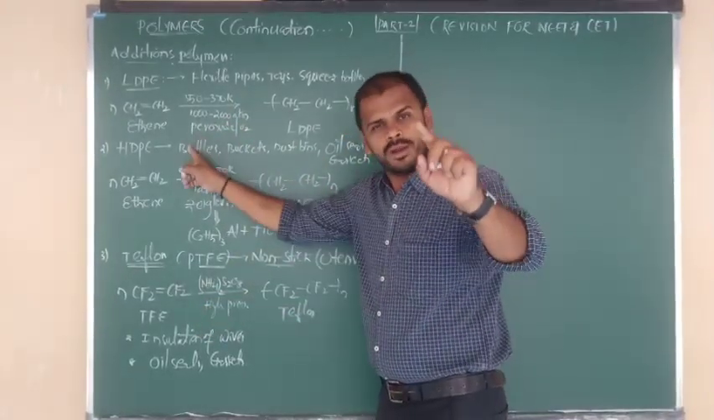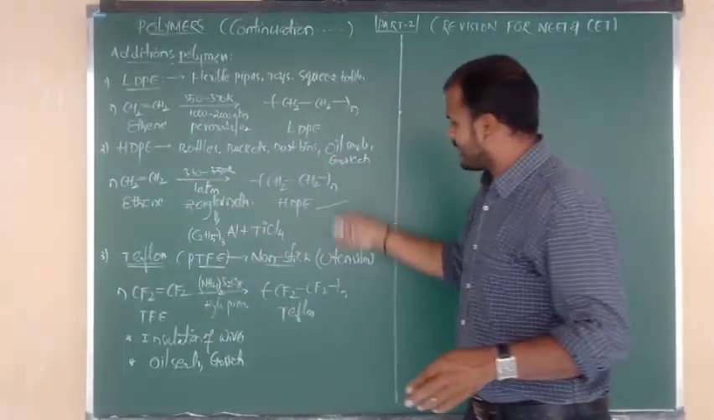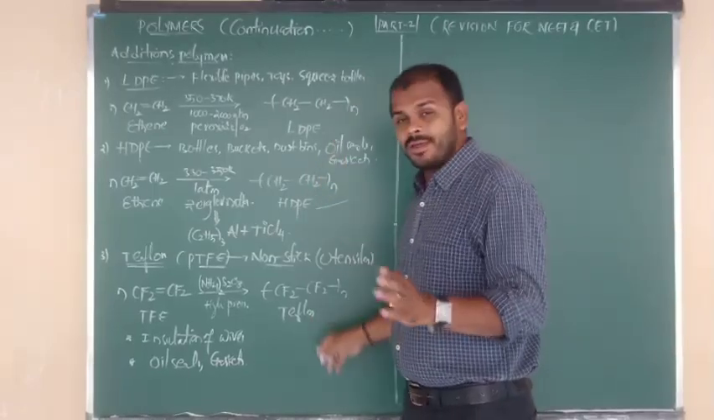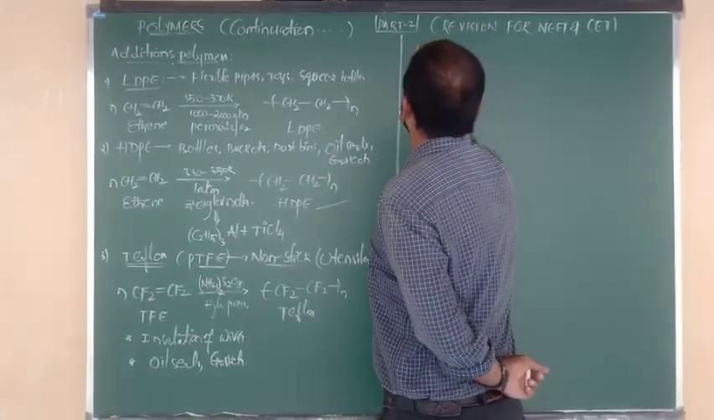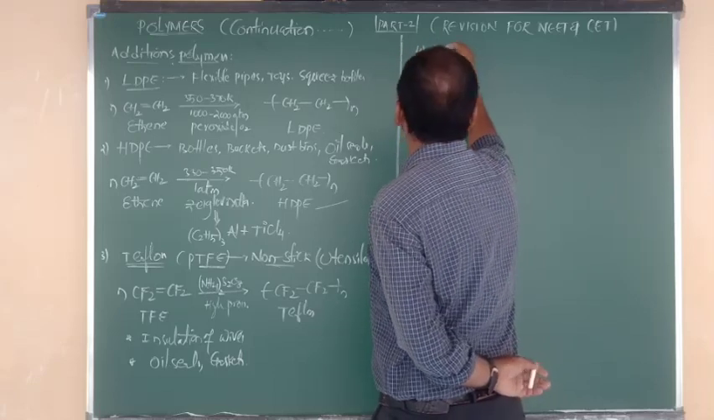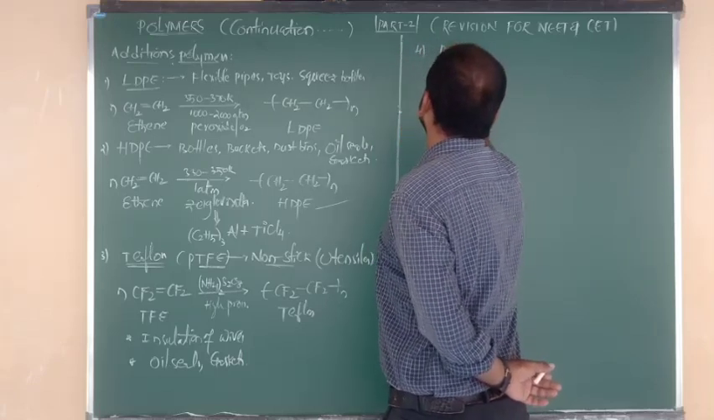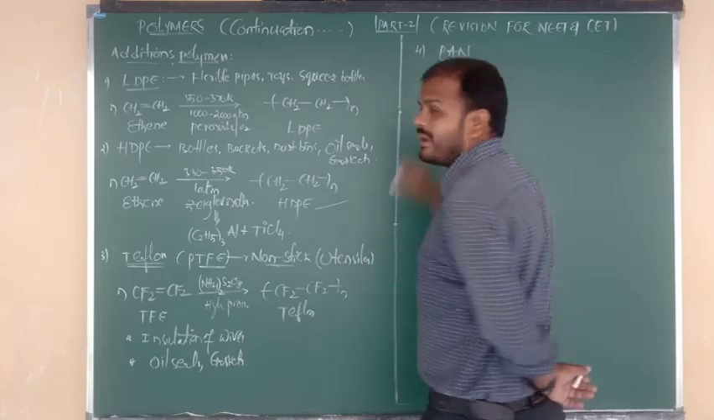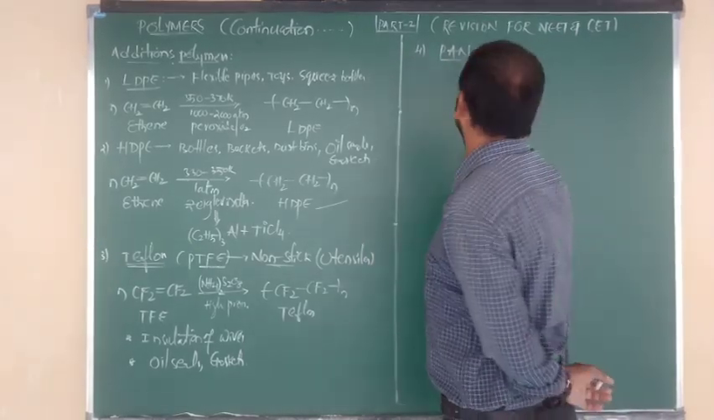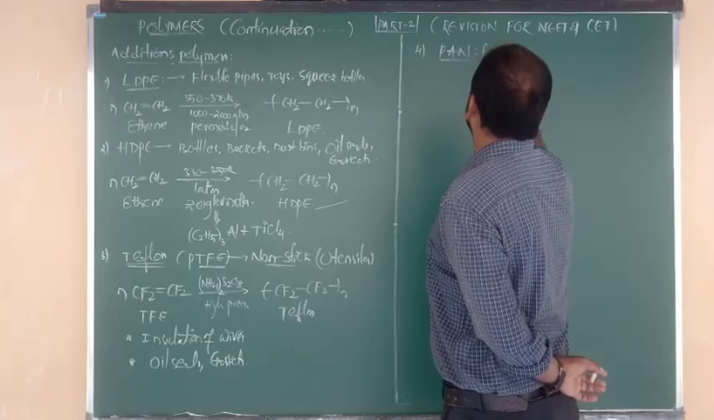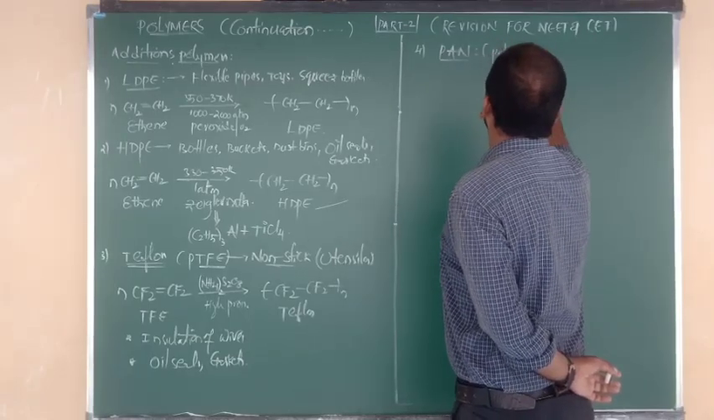So you have to be focused first of all on the monomer. If you know the monomer name and monomer structure, then their respective preparations and final formula you can see easily. Good. Next, the fourth one I am going to tell you here. That is nothing but the PAN. Sir, what is meant by PAN? PAN is nothing but polyacrylonitrile. So PAN abbreviation is nothing but what, beta? Polyacrylonitrile.